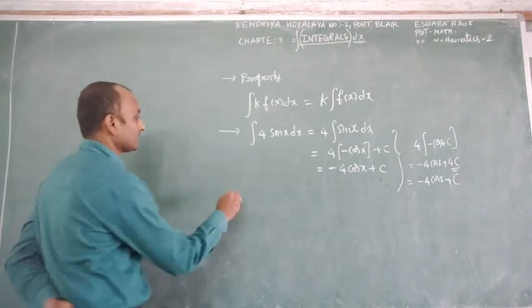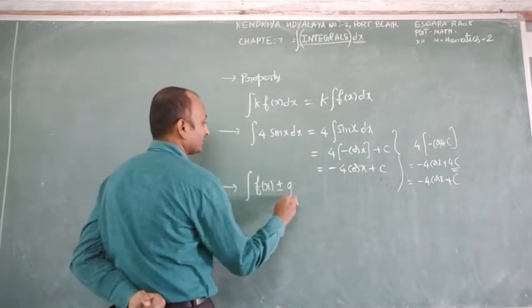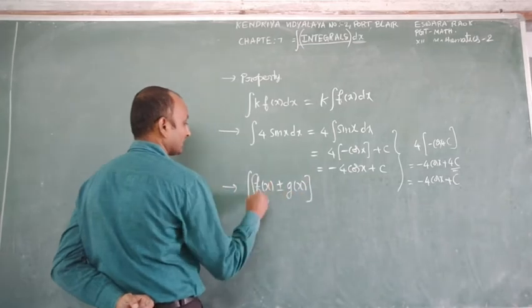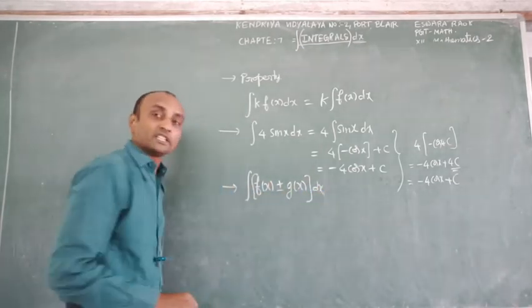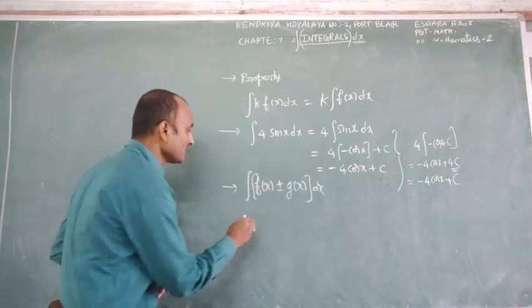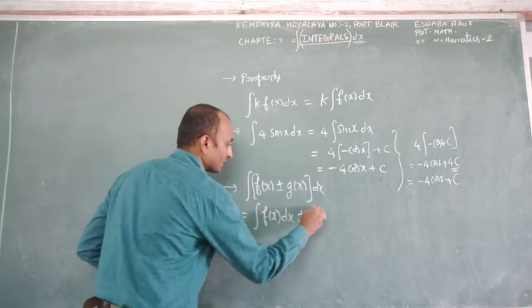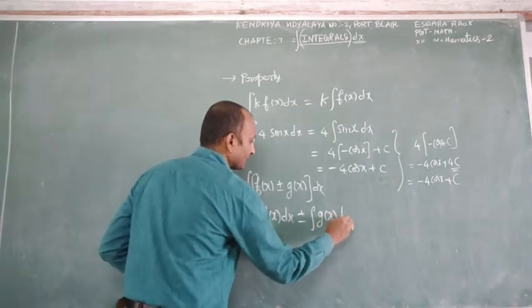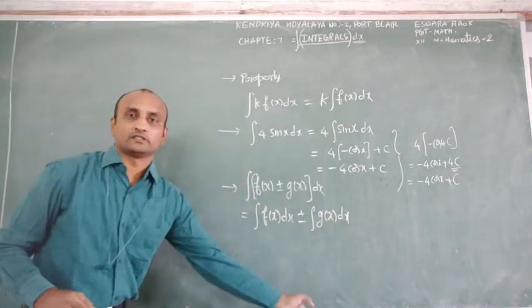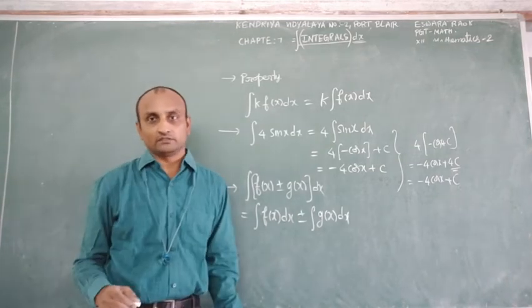Now if there is integration of f of x plus or minus g of x, two functions being integrated into dx, that is, when there is a sum or difference of two functions, then you can integrate them individually, plus or minus integration of g of x dx. Then write their answers. But plus c should be written with the final answer only. No need to write it in between.